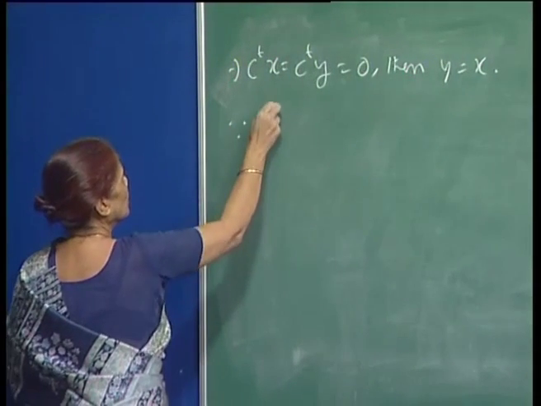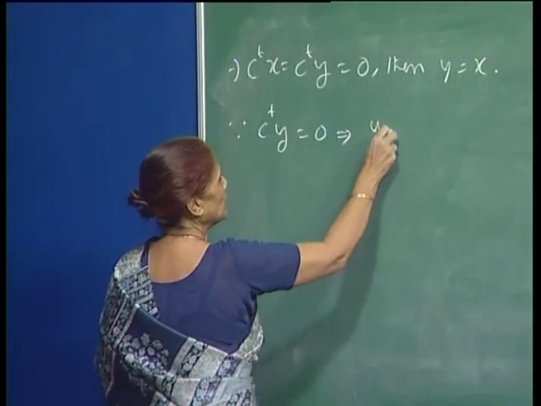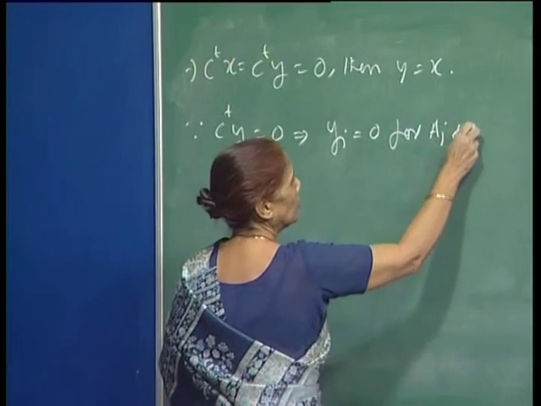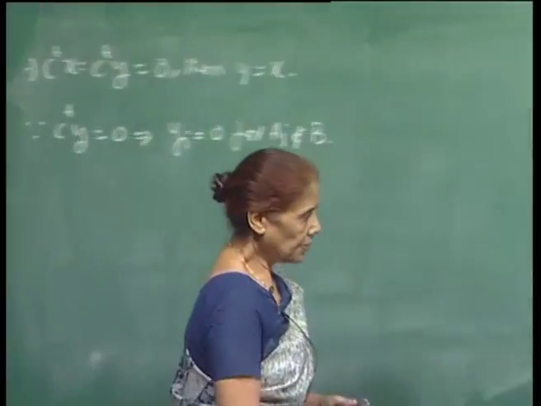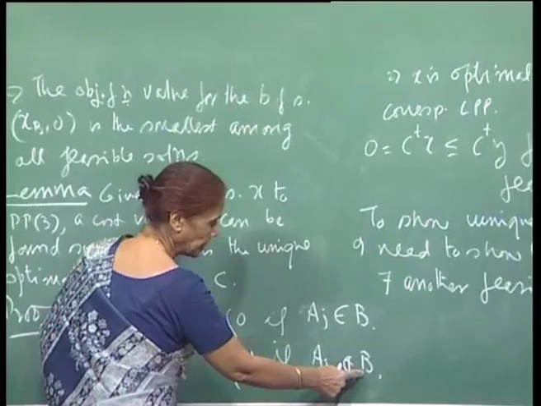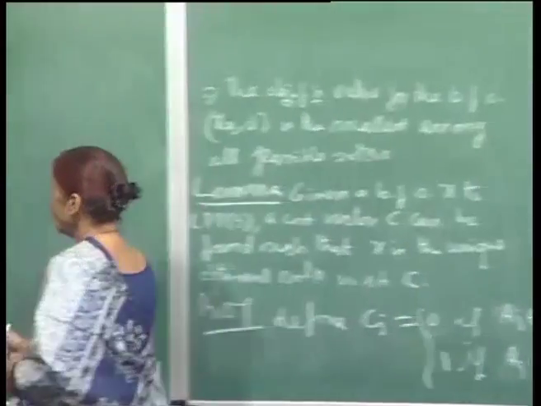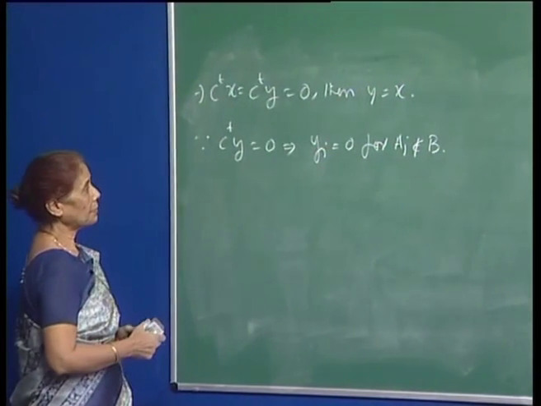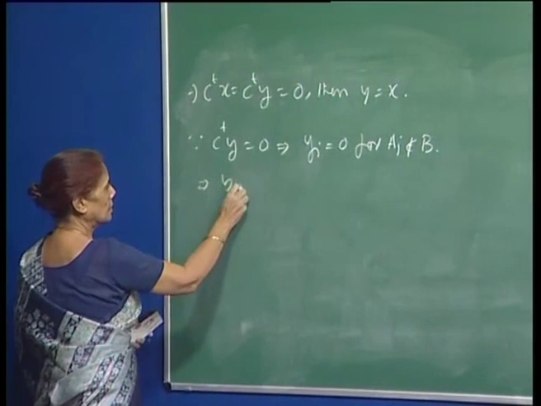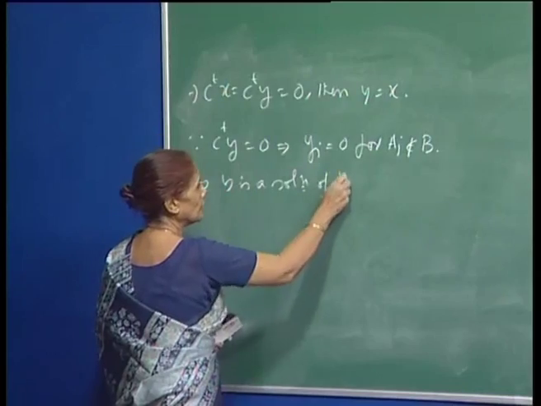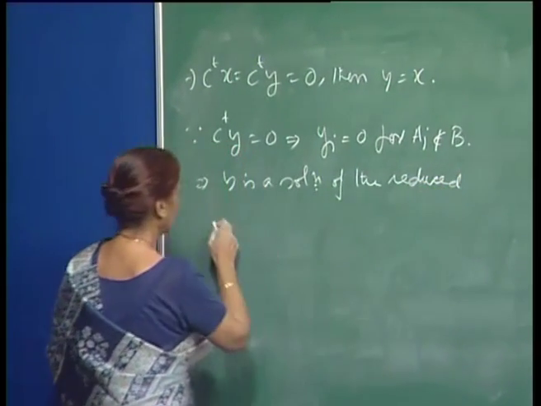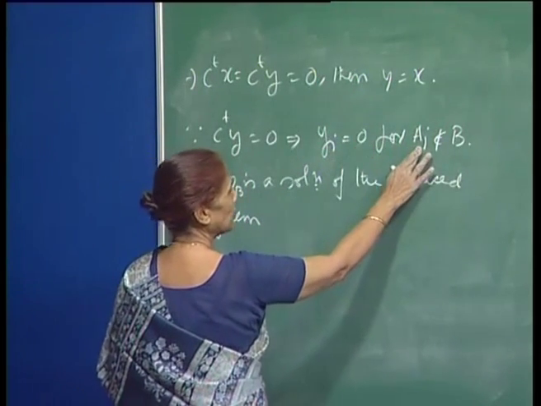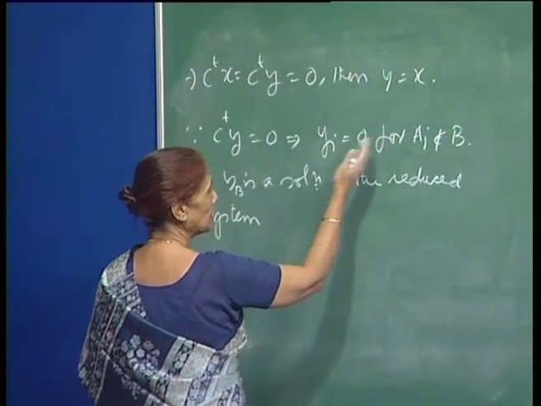Now, since C transpose y is 0, this implies that yj is 0, remember, for aj not in B. My definition for Cj says that this is 1 if aj does not belong to B. So, since the Cj's are positive and this objective function value is 0, this implies that yj must be 0 for aj not in B, because the corresponding C is positive. Therefore, y is a solution of the reduced system, or in fact, I should be able to say yb, because I have put all yj's as 0 whenever the corresponding column is not in B. That means, for all the non-basic variables the yj is 0.